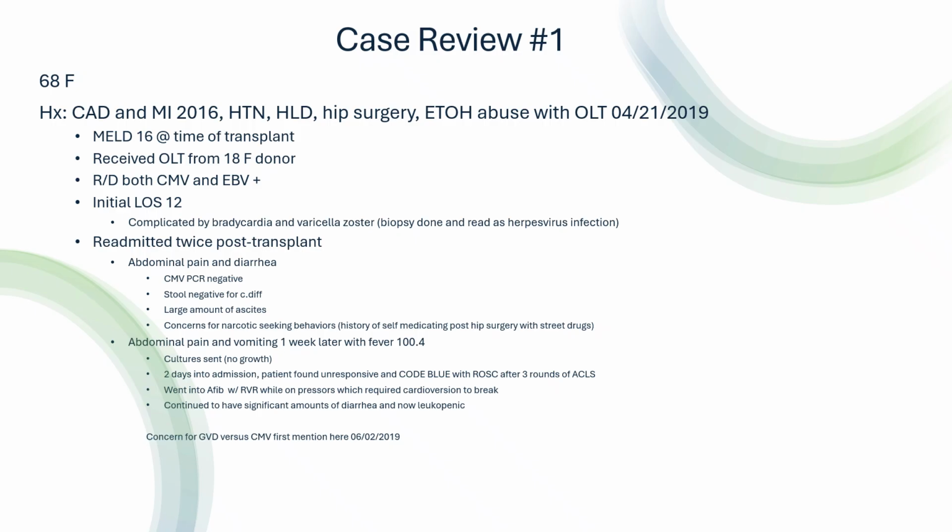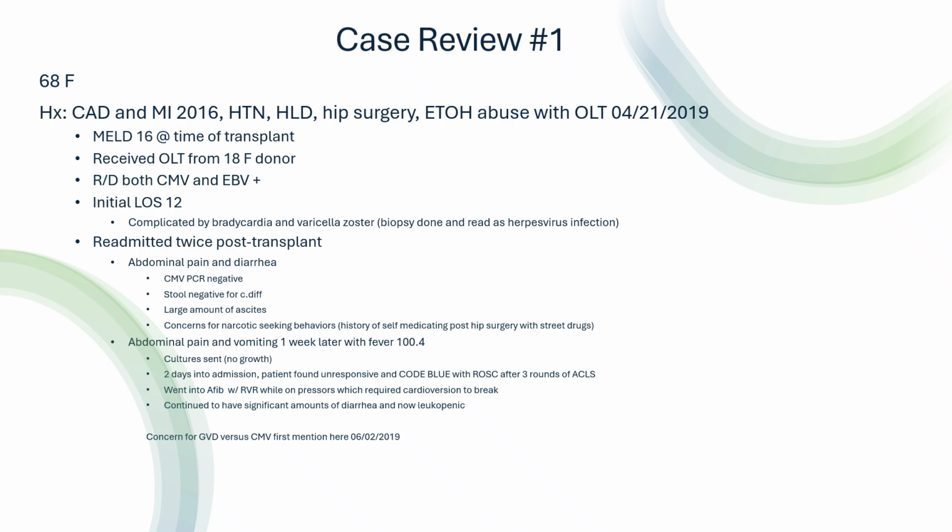The first time was for abdominal pain and diarrhea. We did check her CMV. Her CMV PCR was negative. Her stool was negative for C. diff. She did have a large amount of ascites. So we did go ahead and do a drain or a tap on her, and she felt much better afterwards, and her GI symptoms all resolved.